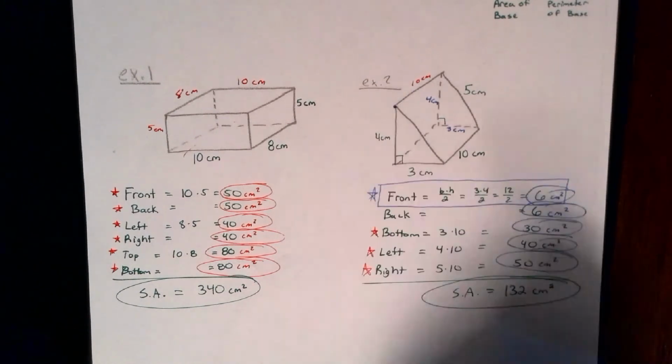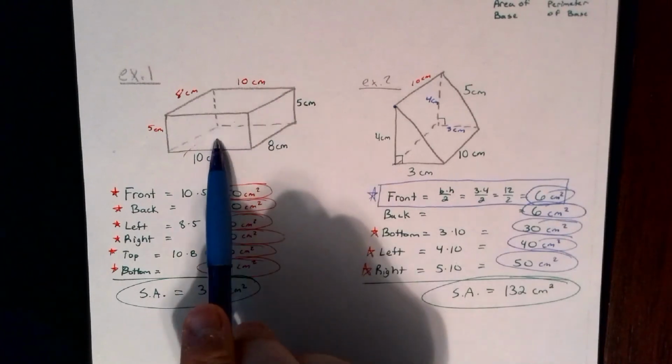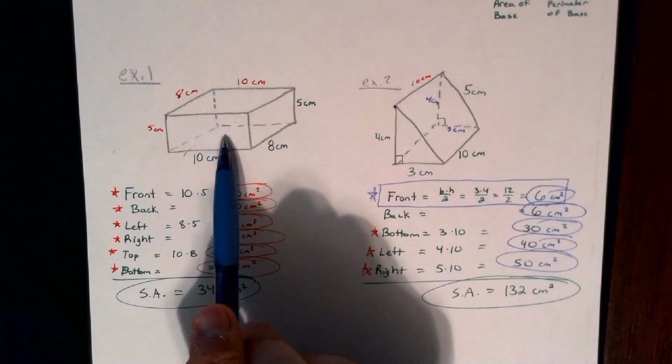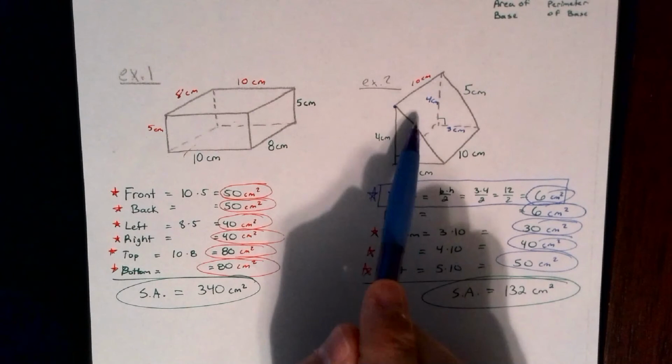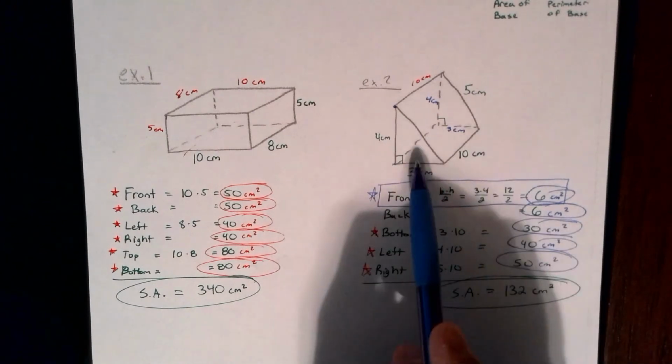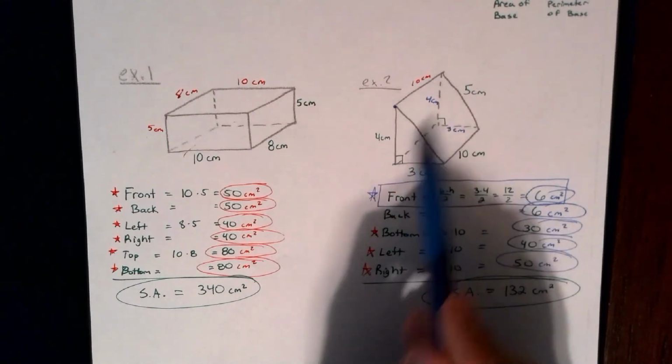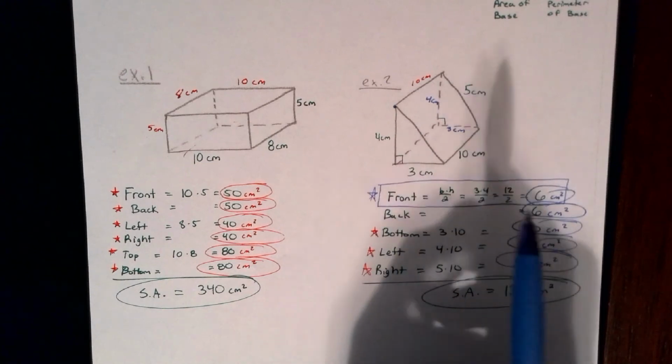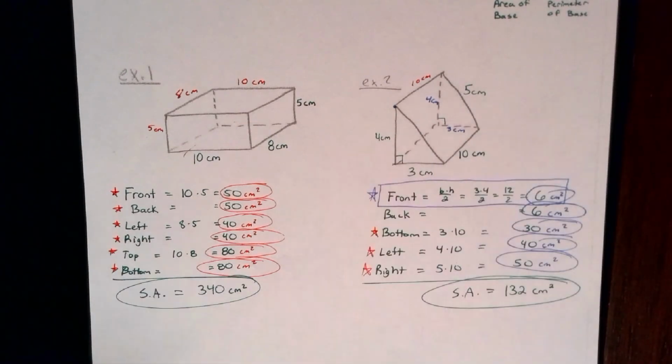Okay? It boils down to, can you find the area of a rectangle repeatedly? And for a triangular prism, can you find the area of 3 rectangles and then find the area of the 2 triangles, which are the same area? Okay? That is how to find the surface area of prisms.